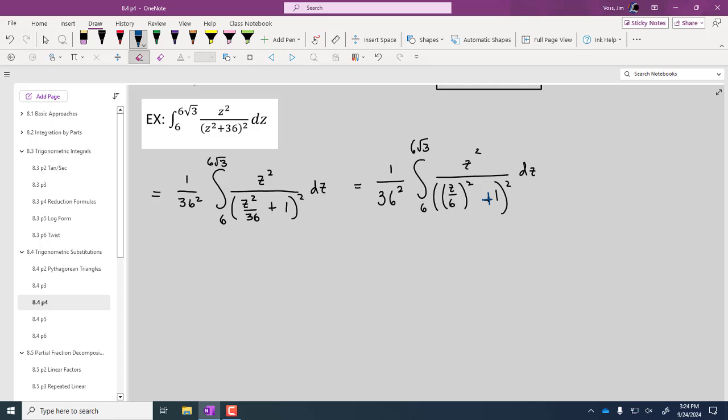So it's not just z, right? We want to write that as a single square before we do the substitution. We want it to be a quantity that's squared. Here is not really a sum of squares, so we need to turn this into a sum of squares. We rewrite that as z over 6 squared. Then the z over 6 will be what tangent is, so z divided by 6.